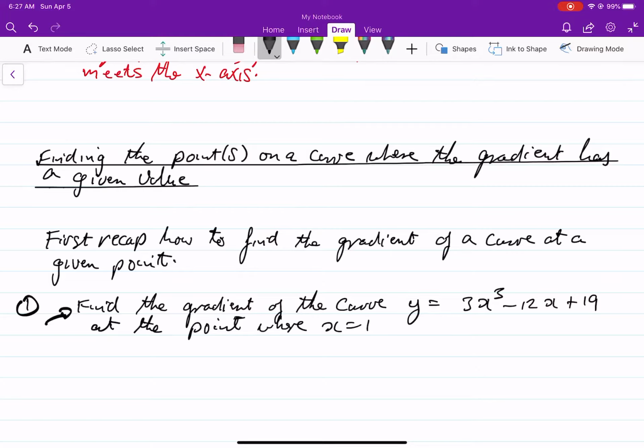The first heading here I'm looking at is finding the point or points on a curve where the gradient has a given value. You would notice before, what we were doing, we were using the x-coordinate of the point to find the gradient of a curve at that given point. Here, I want to give you the gradient of the curve at a given point and ask you to tell me what the coordinates of the point are.